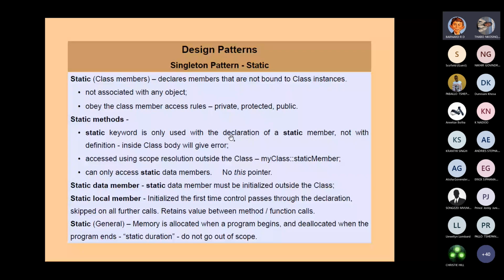Okay, now on to one of the fun ones, singleton pattern. And here we make extensive use of the keyword static. So you need to know a bit about how static works. Okay, static, when applied to class members, declares members that are not bound to class instances. They're not associated with any object, and they obey the class member access rules, private, protected, and public. So if you make a class member static, it belongs to the class and not to any particular object in the class. And that is what distinguishes static members from the other.